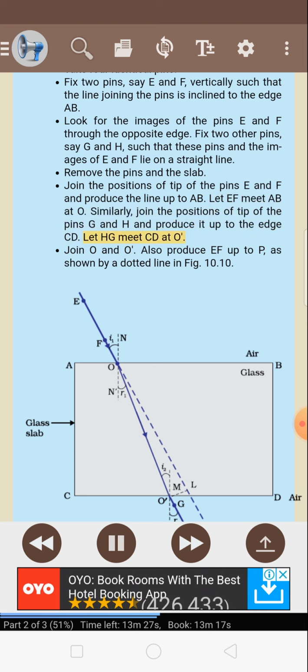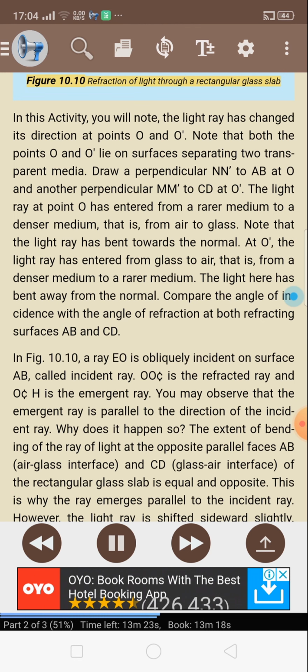Let HG meet CD at O'. Join O and O'. Also produce F up to P, as shown by a dotted line in figure 10.10. Figure 10.10: Refraction of light through a rectangular glass slab. In this activity, you will note the light ray has changed its direction at points O and O'. Note that both the points O and O' lie on surfaces separating 2 transparent media.